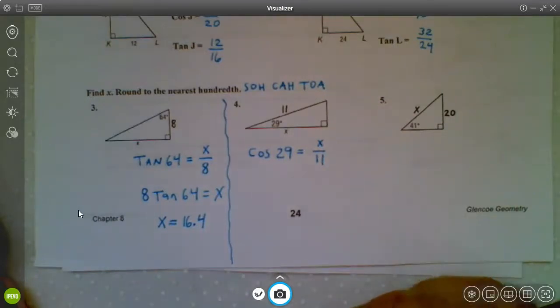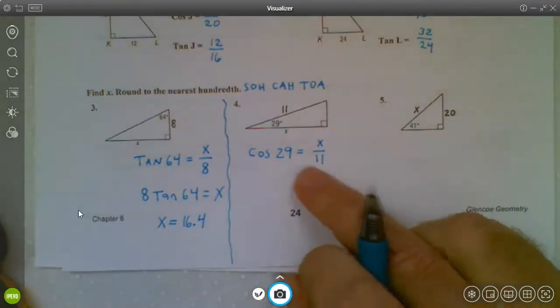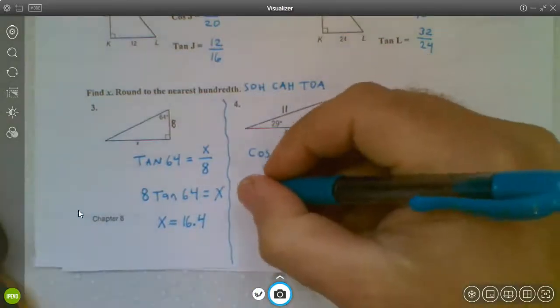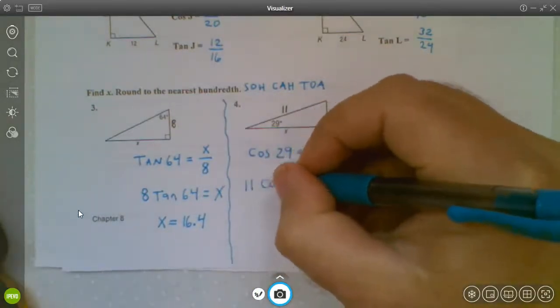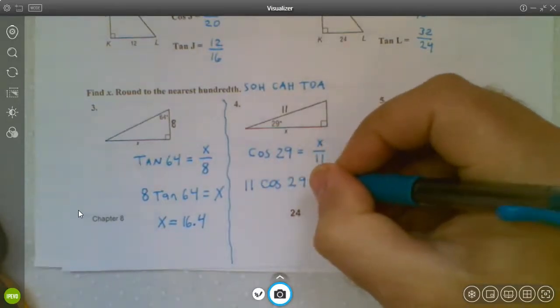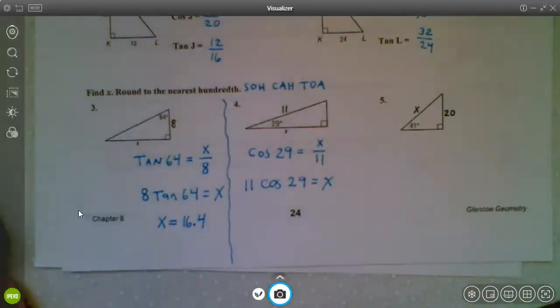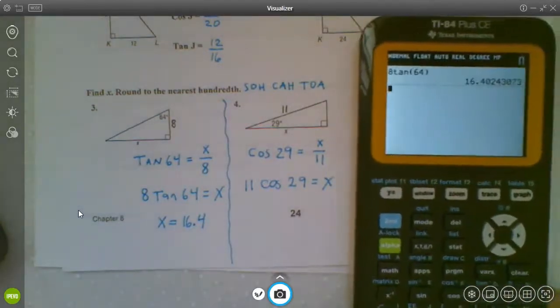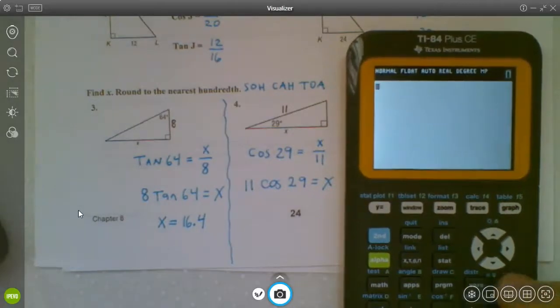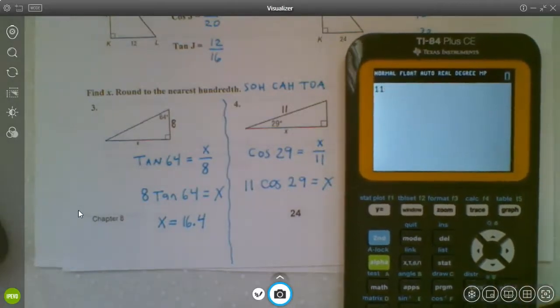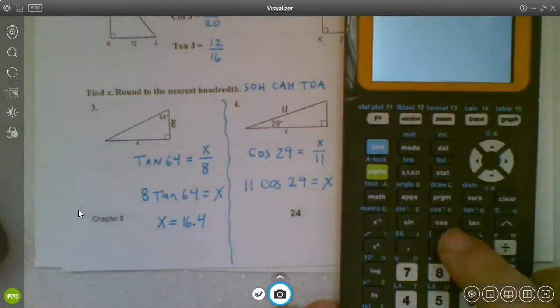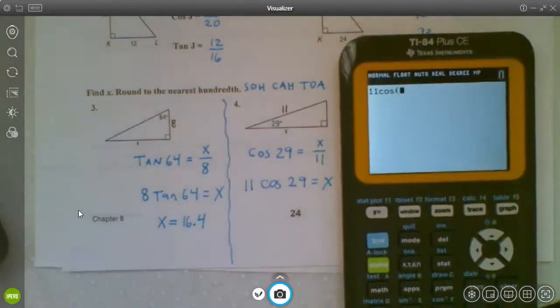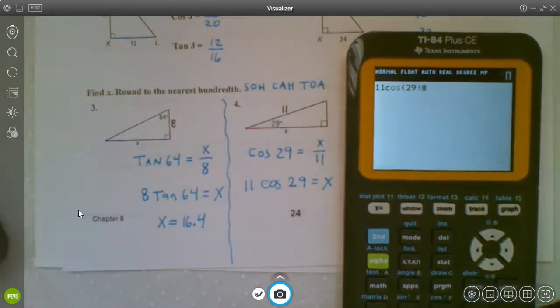So I'm just going to do the same thing that I did on this one. I'm going to multiply the 11 over to the other side so that I can get x by itself. Because I always want to get x by itself before I put this into my calculator here. So let's do similar to what we did on the last one. I'm just going to type that in exactly the way I see it. 11. And then right here, I'm going to hit my cosine button. And then we put in the angle and hit enter. So in this one, our value for x would be about 9.6.